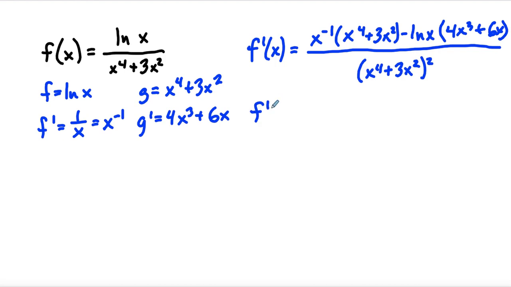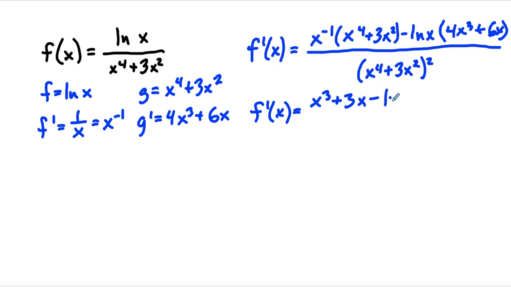Okay, so if I look at this one, I got x to the negative 1 times x to the fourth. That's going to leave me with x cubed. I'm just adding the exponents again. And then I got x to the negative 1 times 3x squared. That's going to leave me with 3x to the first.